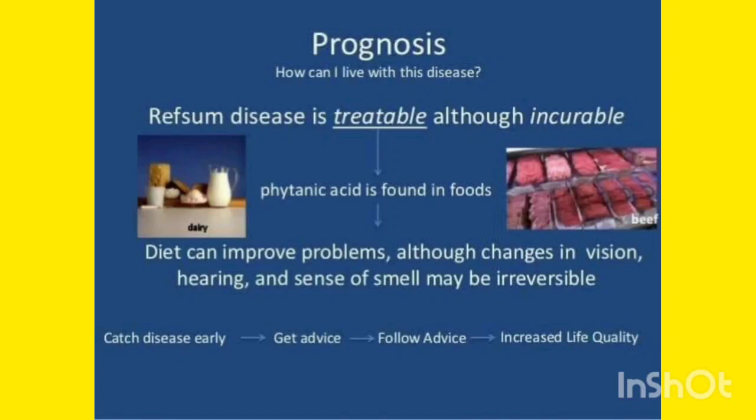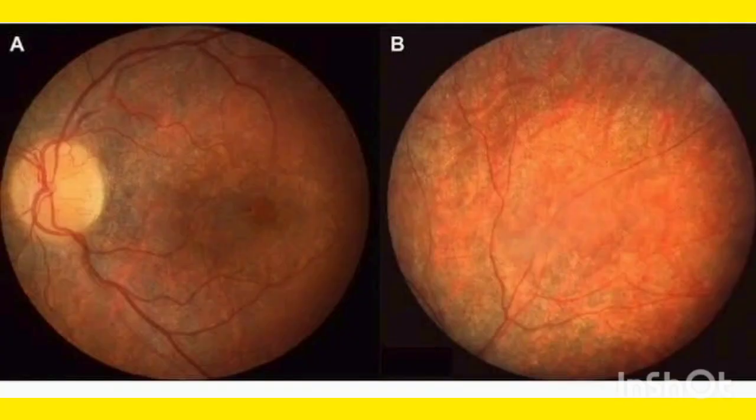Because if there is phytanic acid in your body, it will cause a lot of problems. One of the problems is retinitis pigmentosa. You can see the picture. This picture is showing the retinitis pigmentosa. This is one of the symptoms of Refsum disease.